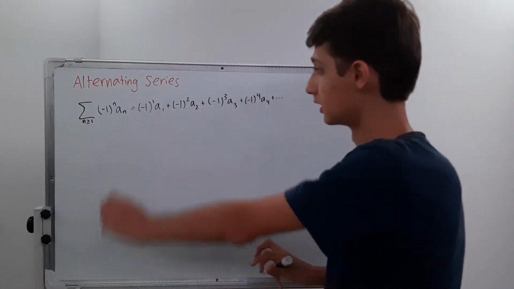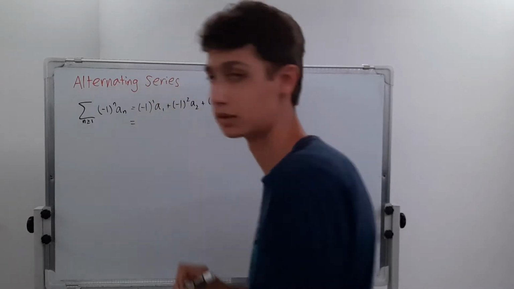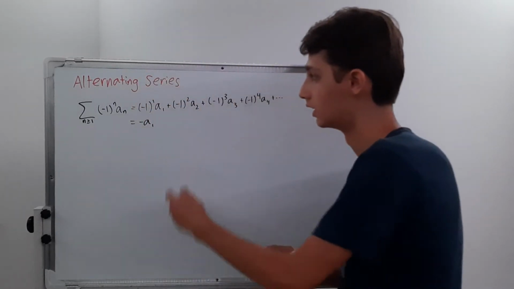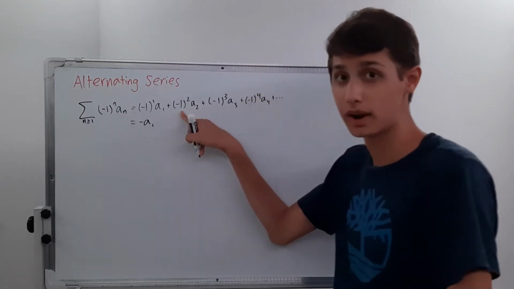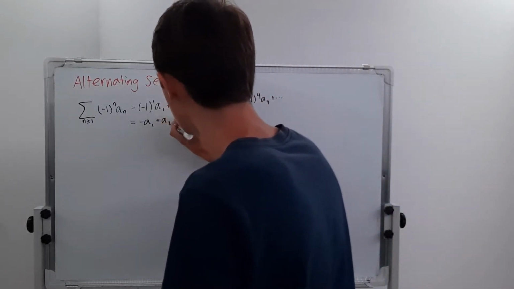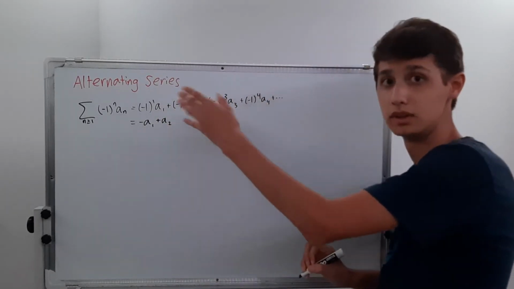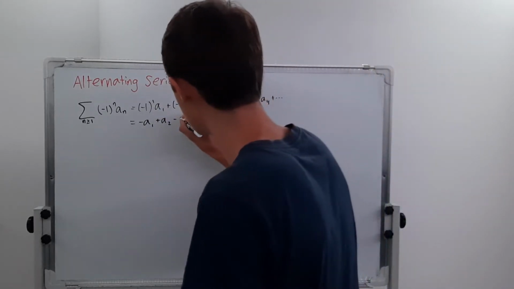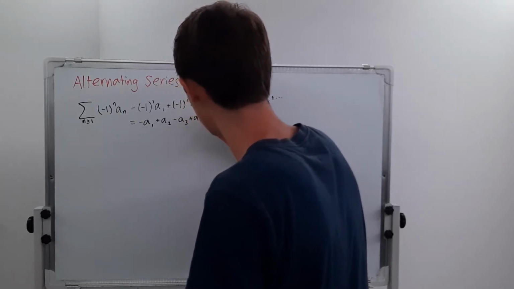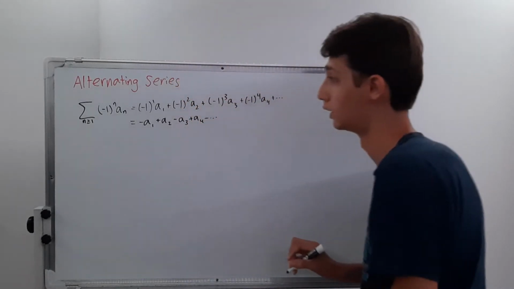So what happens here? -1 to the first power is just -1, and we apply that to the a sub 1, okay? So then -1 squared is a positive, so that's just going to be a sub 2. -1 cubed is negative, so minus a sub 3, and then plus a sub 4, and so on. So then you'll have a minus for the next term.